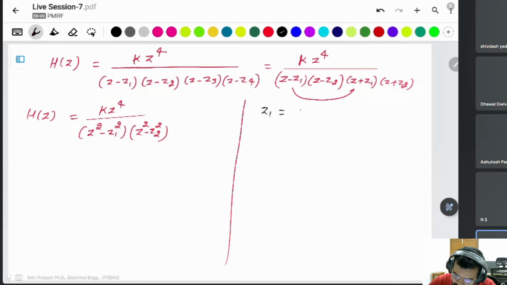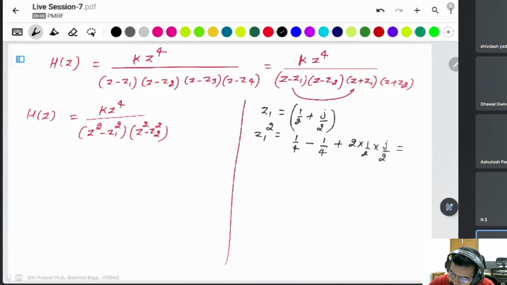z1 is equal to half plus j by 2. Then what is the value of z1 square? Whole square, this one, a square plus b square. A square is 1 by 4, j square by 4, j square is minus 1, so minus 1 by 4, plus 2ab. 2 into a is half, b is j by 2. This will be 0, this will be j by 2.